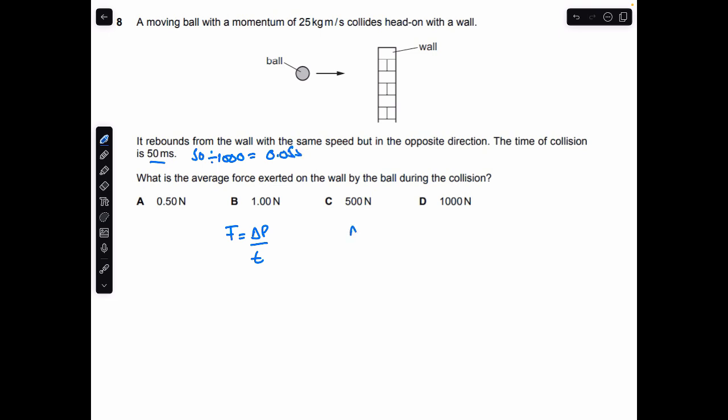Now I need to calculate the change in momentum. Always remember, whatever change you need to calculate, it's always going to be final minus initial. So the change is going to be final momentum minus the initial momentum. Okay, now they've given you the initial momentum, which is 25 kg meter per second, which is the momentum before collision. For the final momentum, you need to calculate it, and the final momentum would be the momentum after collision.